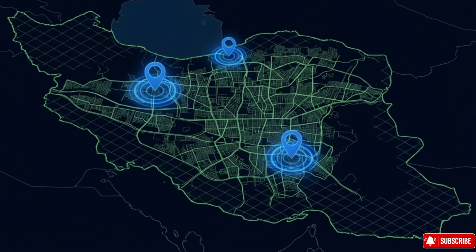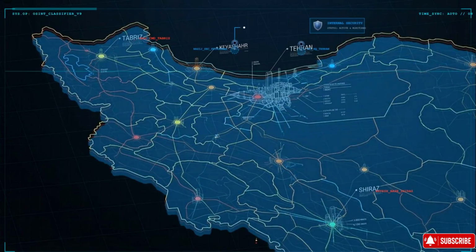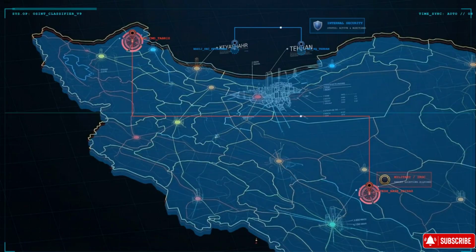Drop blue pins on the 5th and 15th Tehran Municipality Quds Basij Resistance Regional Bases, and add a third pin for the Kiyashahar base. To keep your data clean, do not plot Artesh bases with these blue pins. The Artesh is Iran's conventional military force, and sites like the Tabriz or Shiraz air bases belong in your red pin military layer, not your internal security layer.